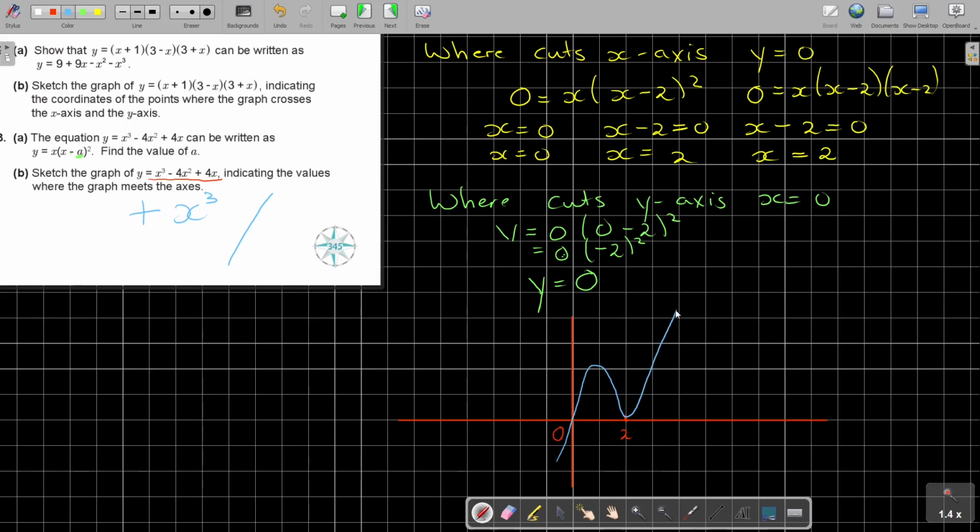Okay. And then it's just going to be y is equal to x cubed minus 4x squared plus 4x. And don't forget to say 2, 0. And don't forget to say 0, 0. Indicating the values where the graph meets the axis. Very important. Okay. And that's how you do it. That's how you do the sketch examples. In the next video, we will go further in graphs.